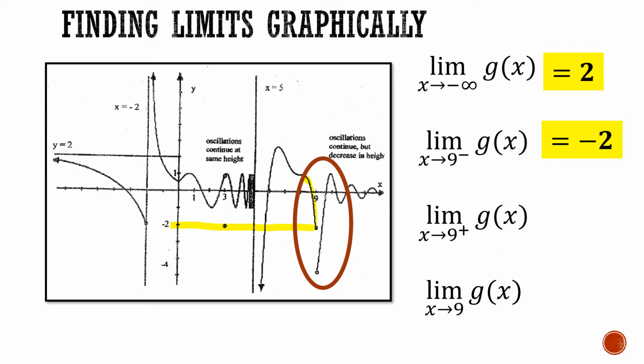Now, if I do the same thing, but I focus only on the right-hand side of 9, so I start on the right, and I drag my pen down towards the graph. On that right-hand side, it stops a little bit further down, and it looks like that is negative 5. So the limit as x approaches 9 from the right of g of x is negative 5.